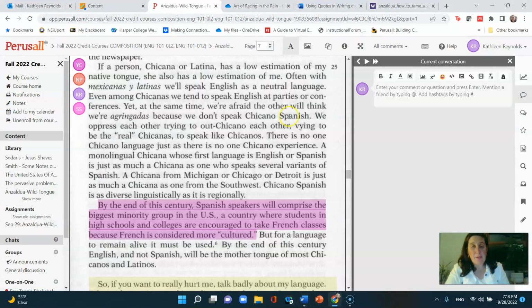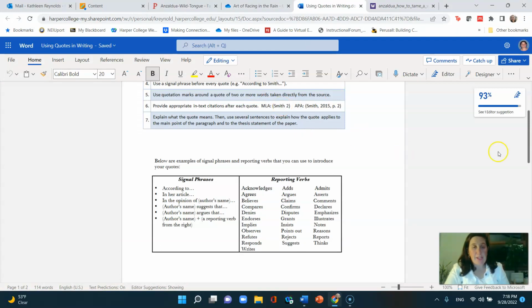So let's see how I'm doing on my quote sandwich. I got my signal phrase, number 4, and then my actual quote, the meat, the inside part of the quote in number 5. I provided in-text citations after each quote. For this class, we are using MLA, that's the author's last name and the page. You can see that in APA, which is American Psychological Association, which is used in some majors and classes, they also use the year, but we don't need to do that.